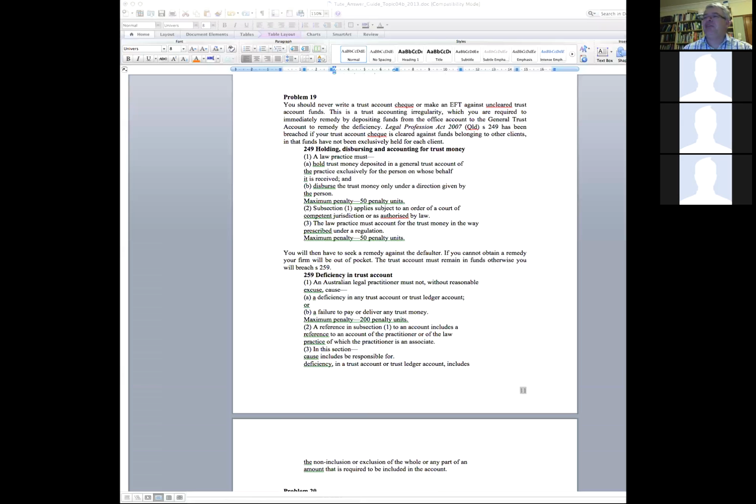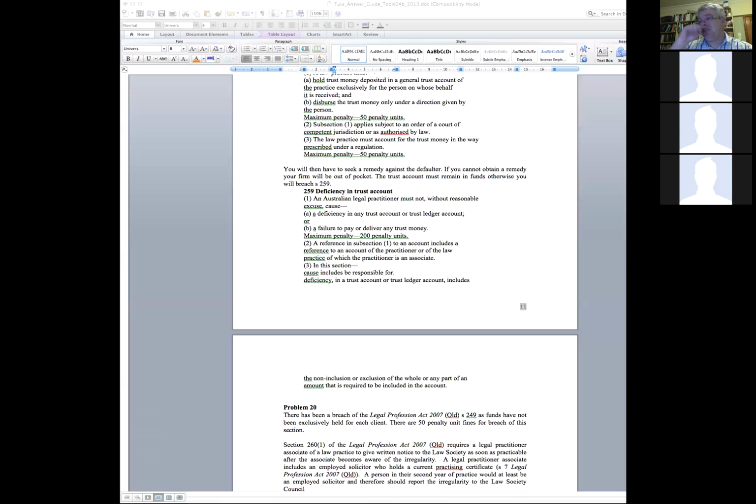And you can see there section 259, deficiency in the trust account. You must not, without reasonable excuse, cause a deficiency in the trust account or trust account ledger, or fail to pay or deliver any trust money. Look at the fine there, 200 penalty units. That's $22,000. It's not to say you'll get fined that maximum amount, but you're going to get fined something. So obviously something you need to avoid in practice.